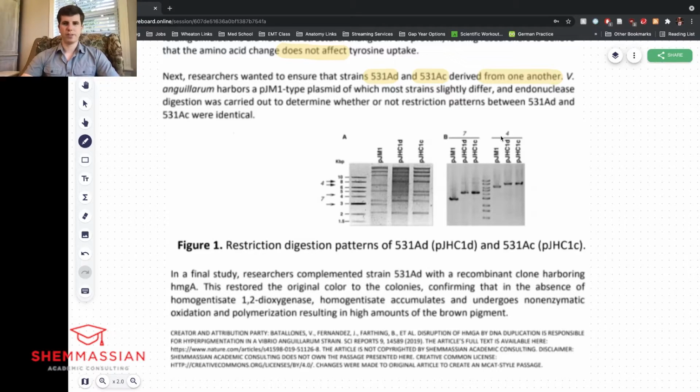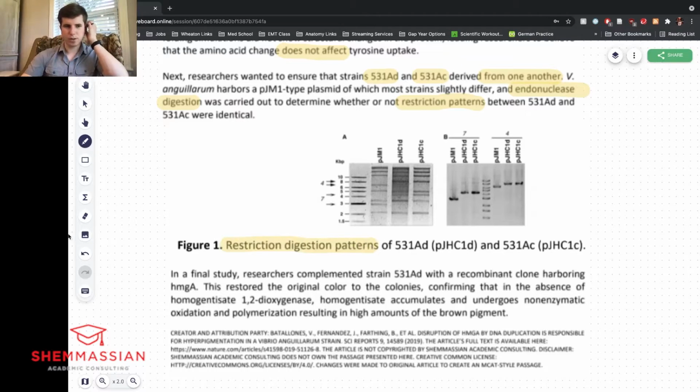Okay, so they basically did endonuclease digestion and then looked at restriction patterns. I don't know the details of endonuclease digestion, but I don't think any questions would ask us about that. We don't have any on it right now. But so they're kind of setting us up for this figure here, right? Because now we have figure 1, which is showing us the restriction patterns.